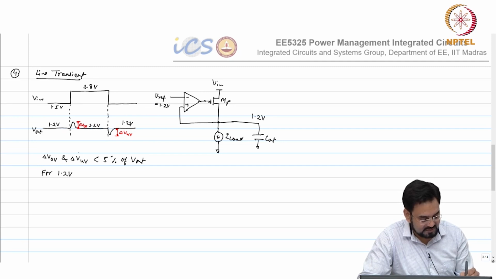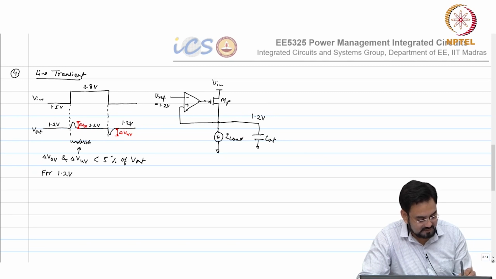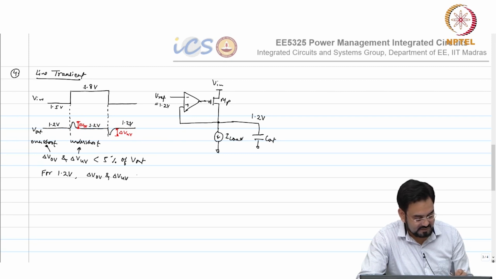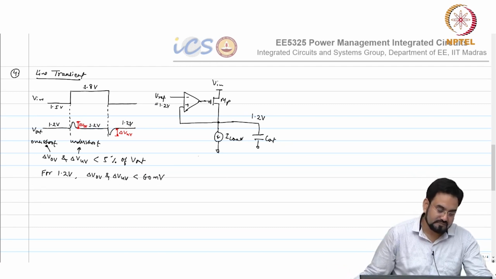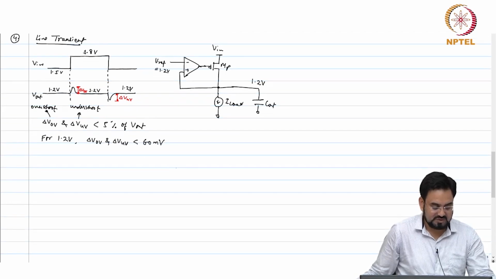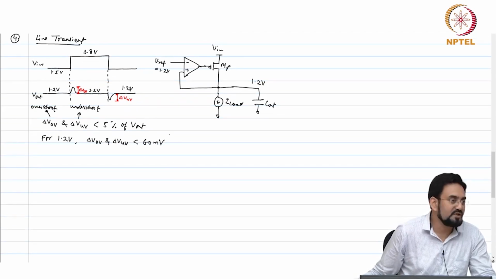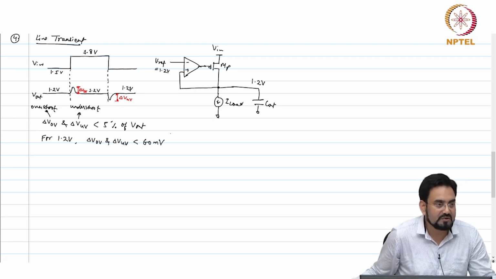so this is your, we call it undershoot, and this is your overshoot. So, for 1.2 volt, delta V OV and delta V UV should be less than 60 millivolt. Okay. So, which means your output should not be more than 1.26 volt and should not go below 1.14 volt.